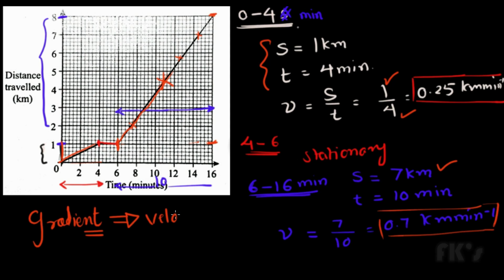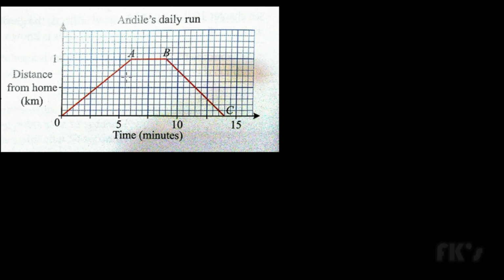So the gradient of a distance-time graph gives you the velocity. A very, very important thing to remember. Okay, so that was one example, and I would like to give you another one. That's some animal who is running from one place to another. It starts a journey from this end and goes up to some point A, from A to B and B to C.